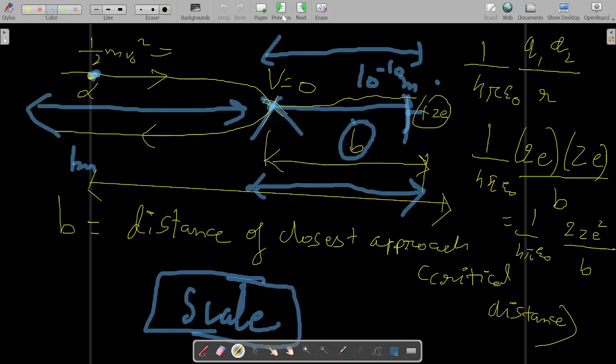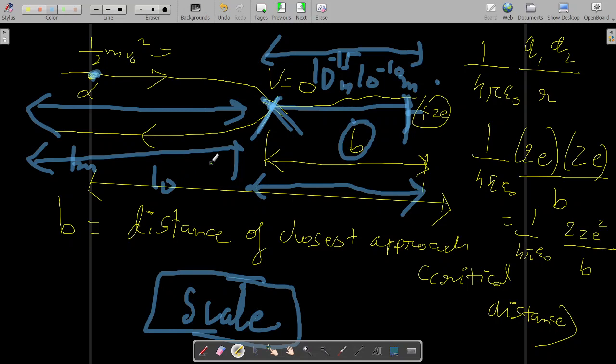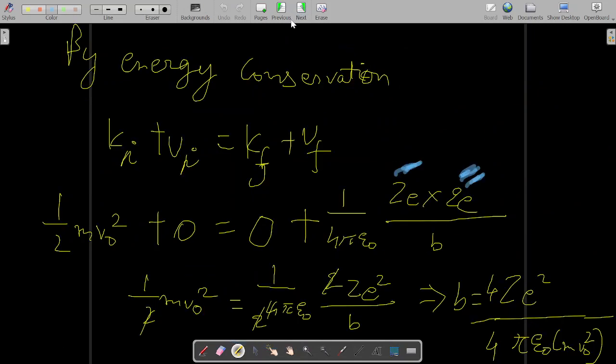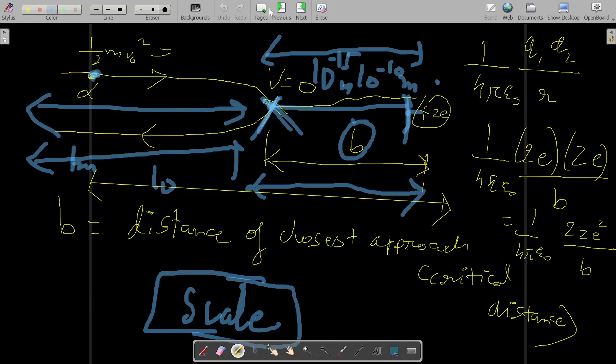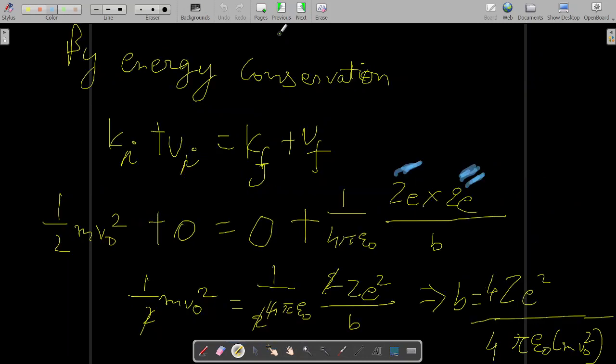So in reality this area will be of the order of 10 to the power minus 15 meter around, and this area will be such a huge area that it will be, suppose, 10 centimeter or 1 meter. So there will be a huge difference between the two areas. But in our figure, in order to show it properly, we have done this.